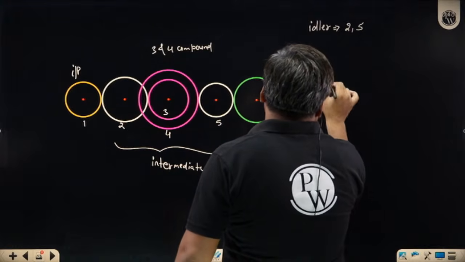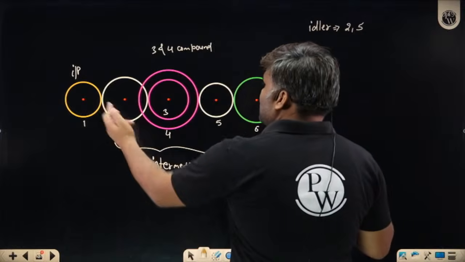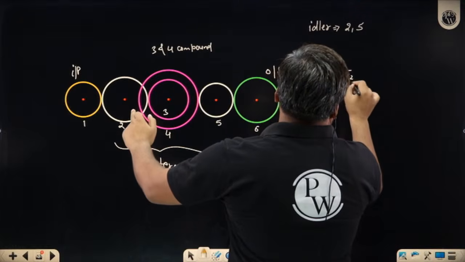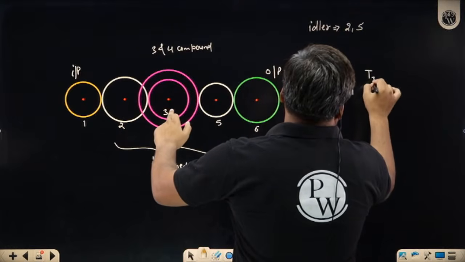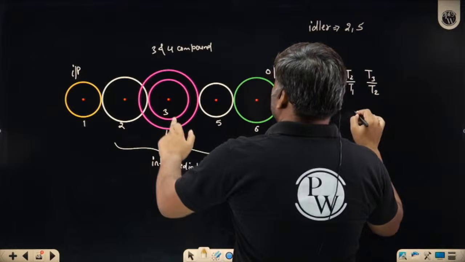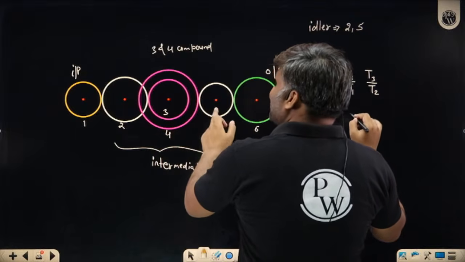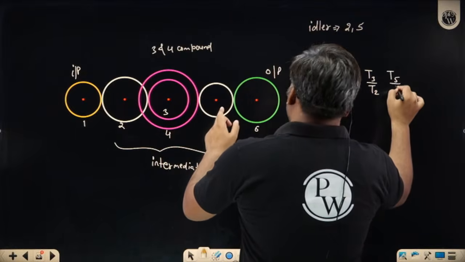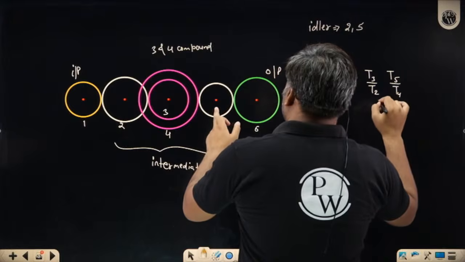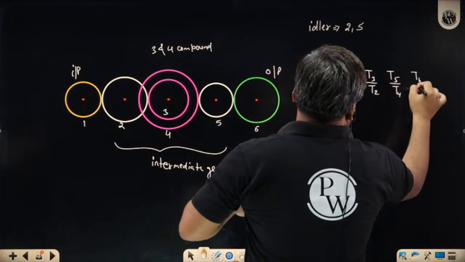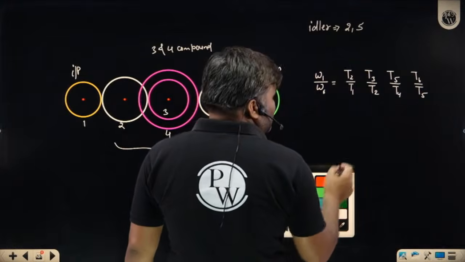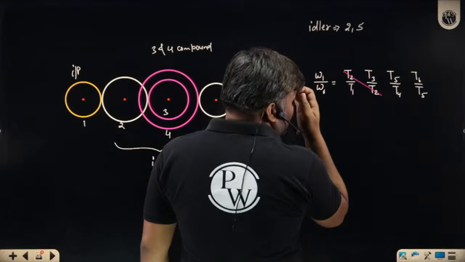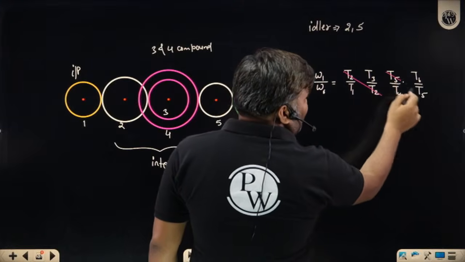Sir, omega 1 by omega 6, if I write, 1 is driving 2, so T2 by T1. 2 is driving 3, T3 by T2. 3 is rotating, 4 automatically rotates. 4 is driving 5, so T5 by T4. 5 is driving 6, T6 by T5. Few things are getting cancelled: 2 gets cancelled, 3, 4, 5, 5 gets cancelled.